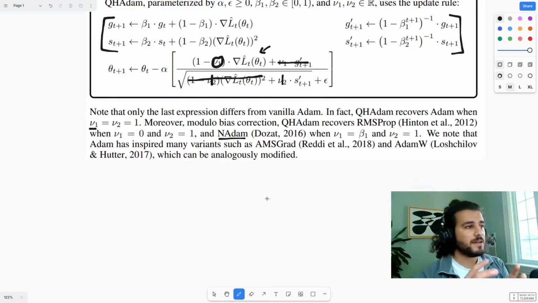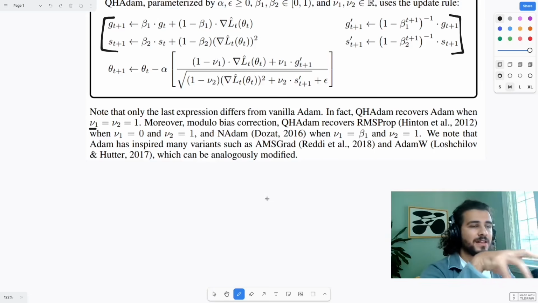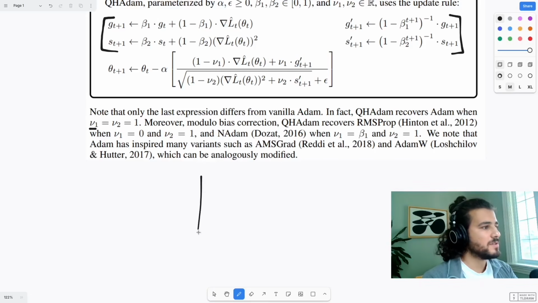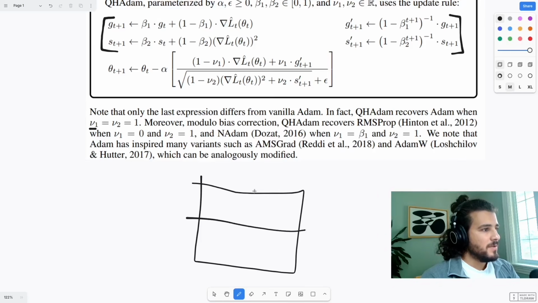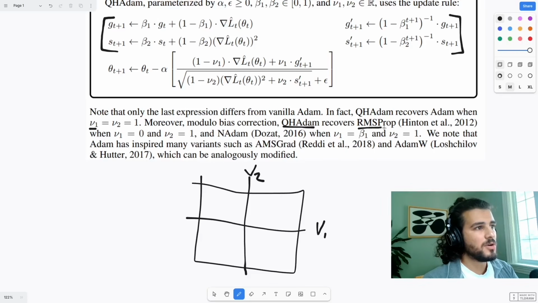So it shows that with these parameters, you can recover a lot of different algorithms, and then you can have a continuous quadrant, let's say, based on the value of v1 and the value of v2. And on each extreme, you're going to get something different. With QHAdam, you can recover RMSprop if you set v1 to 0 and v2 to 1. If you set v1 equal to beta 1 and v2 equal to 1, you get NAdam. And you can get a whole bunch of these.